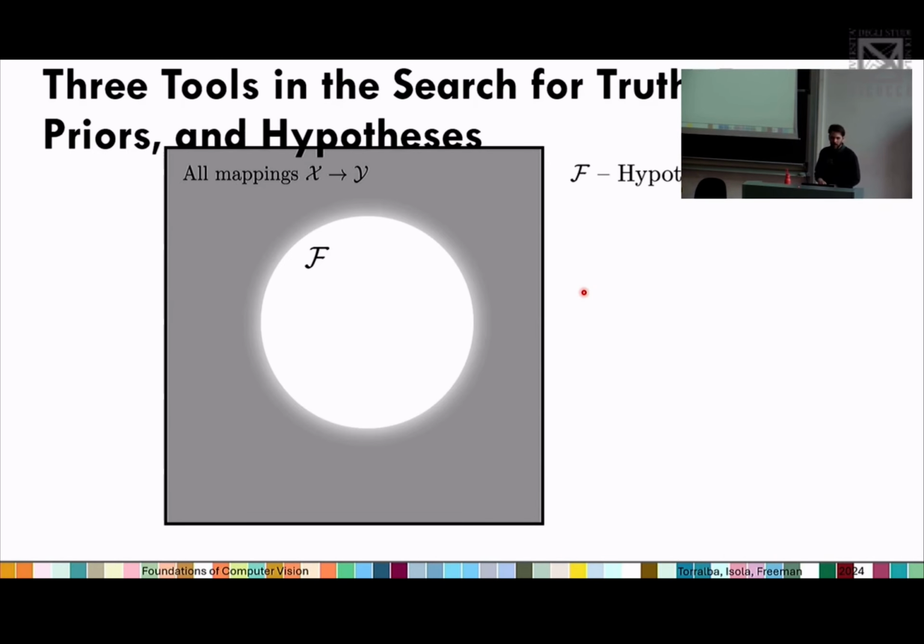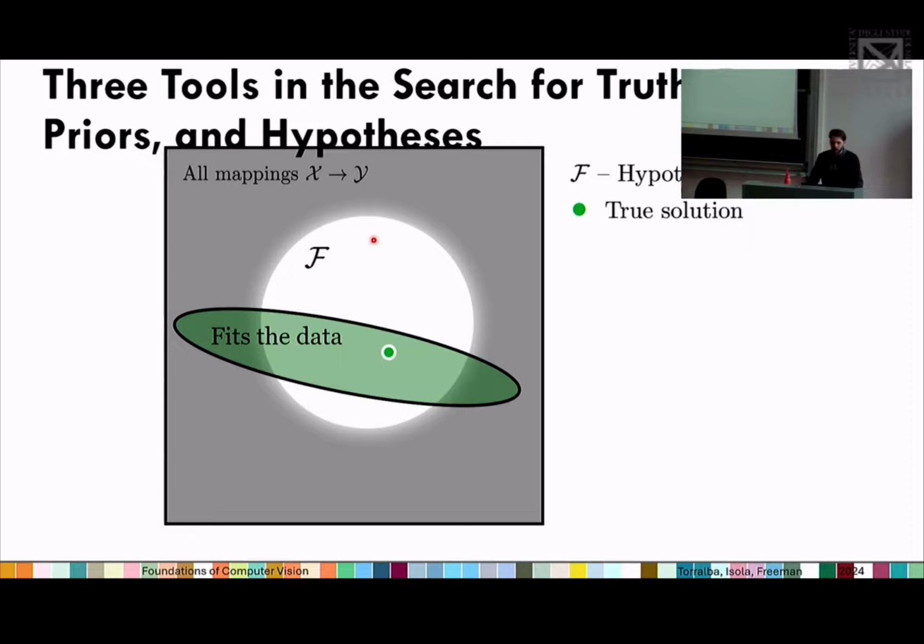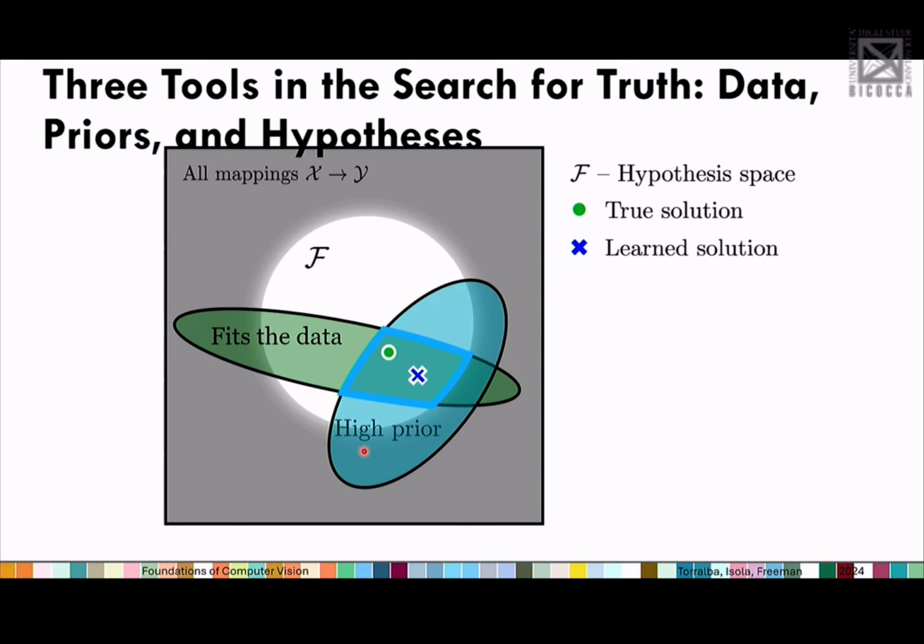Therefore, you can play with three tools in search for the truth: data, priors, and hypotheses. You have the hypothesis space that can be found by your network: the deeper your model is, the more functions you can look for. Data: the more data that you have, the better the fit. And the stronger the constraint, that's your prior, which can hopefully work in some kind of orthogonal direction.